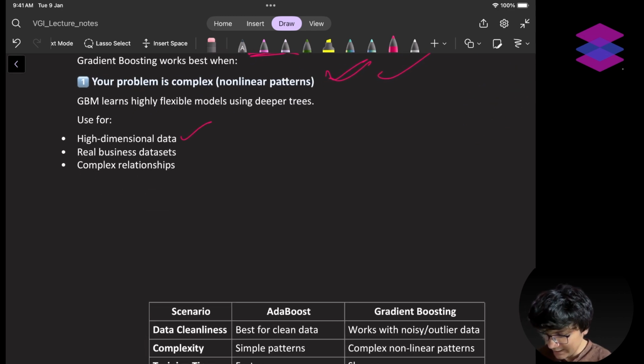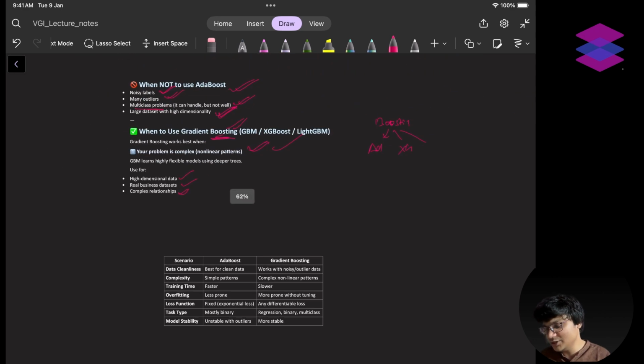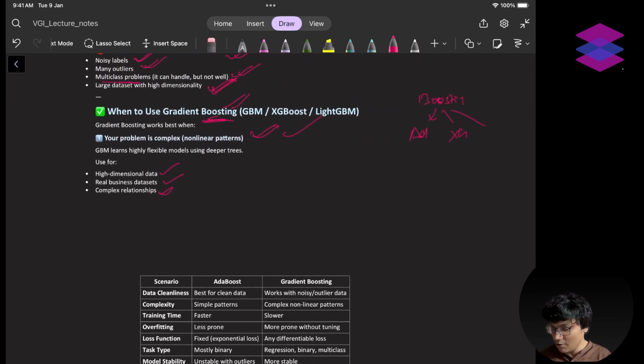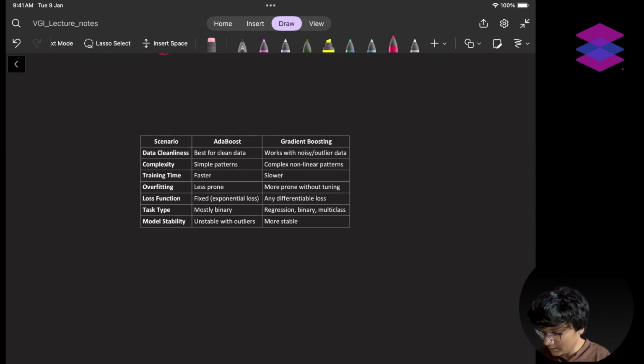Whenever you have high dimensional data, when you are dealing with real-life business data sets, or whenever you have a very complex relationship between the features, then you should use gradient boosting. So till now I'm guessing you have understood what boosting is, what the sequential fashion of training a model is, what early stopping is, the types of boosting, gradient boosting and adaptive boosting, and when you should use each as a machine learning practitioner. I hope that is clear.